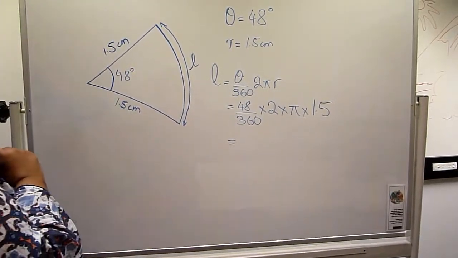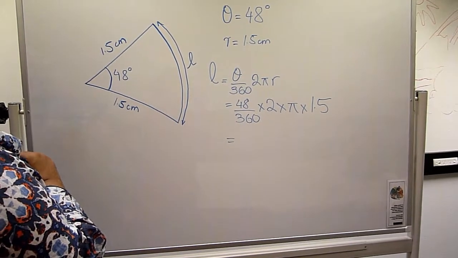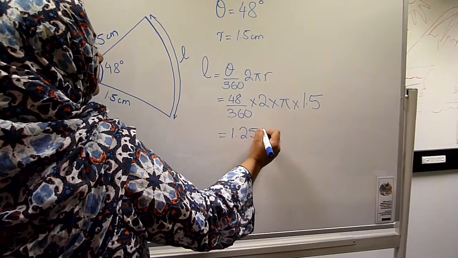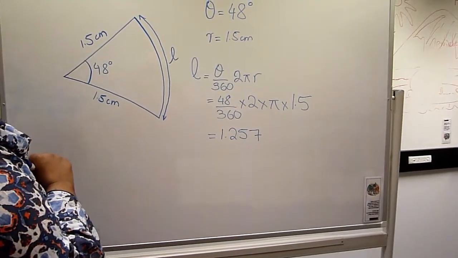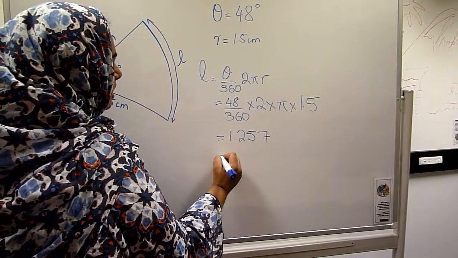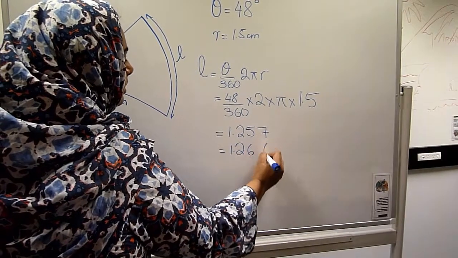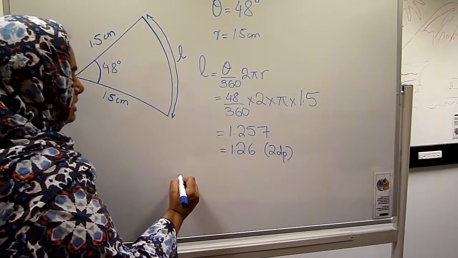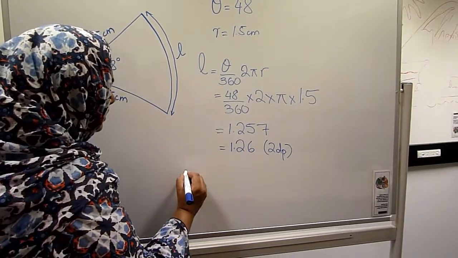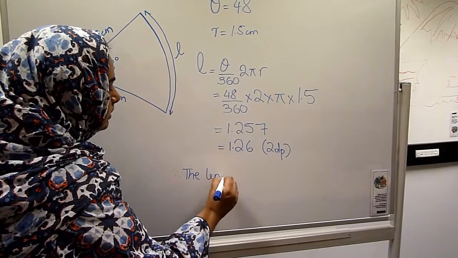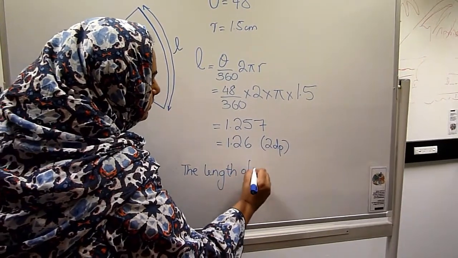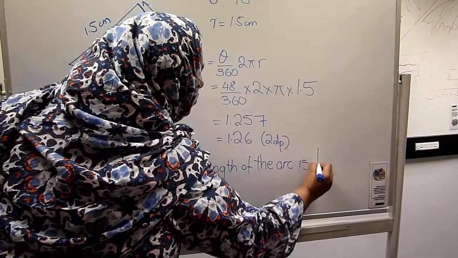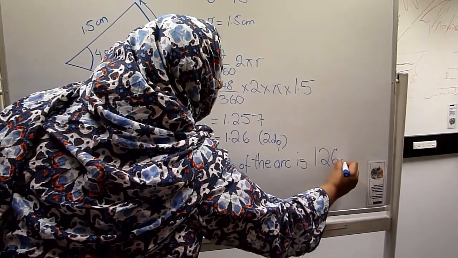And we plug in the values into our calculators, and the answer that we get is 1.257. The question asks us to give the answer correct to 2 decimal places, so that becomes 1.26 correct to 2 decimal places, and we can just say the length of the arc is 1.26 centimeters.